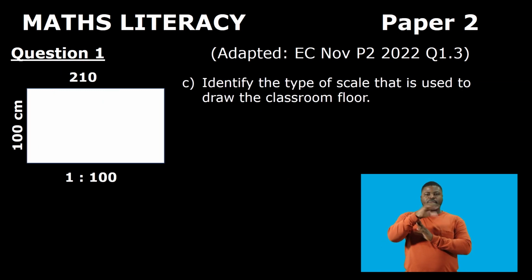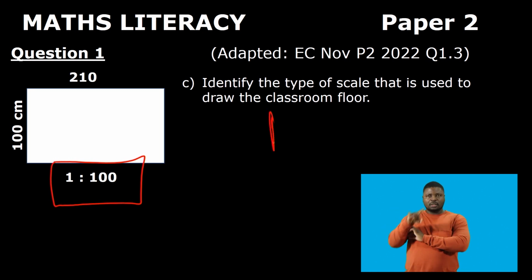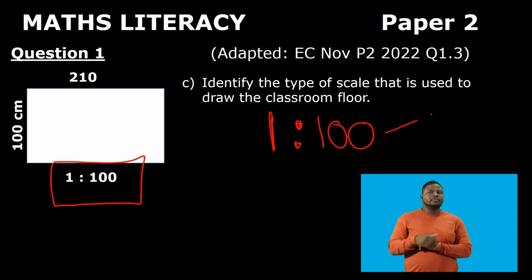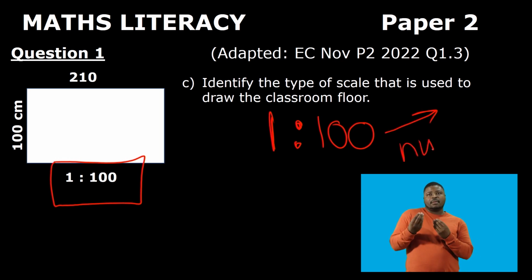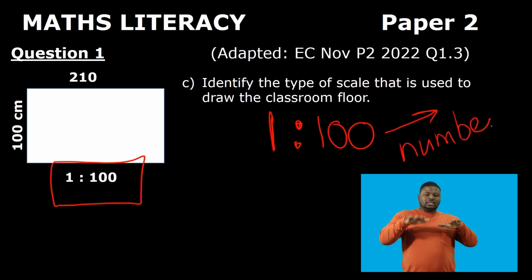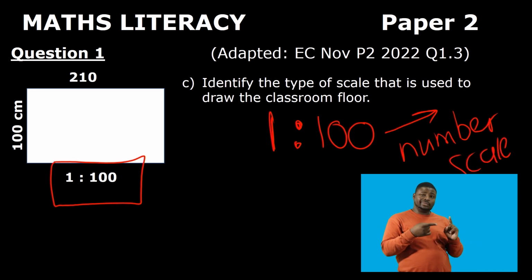Identify the type of scale used to draw the classroom floor. Now we already said that is the scale, 1 is to something, and that will be a number scale. Now remember, scale can be in 3 separate things. It can be a number scale, a graphic scale, or bar scale, that's a synonym, and it can be in words. But here, it is a number scale.